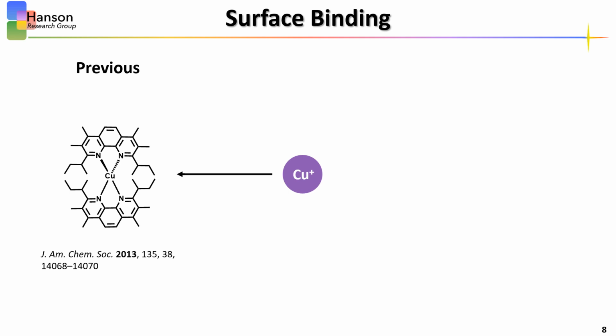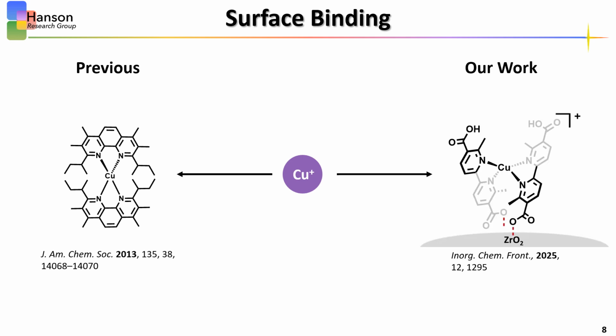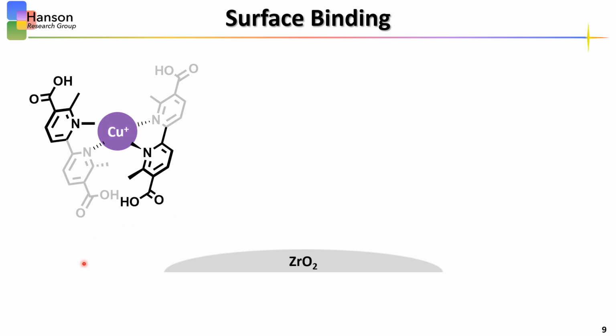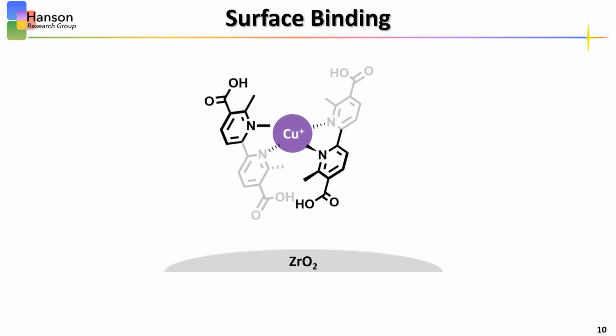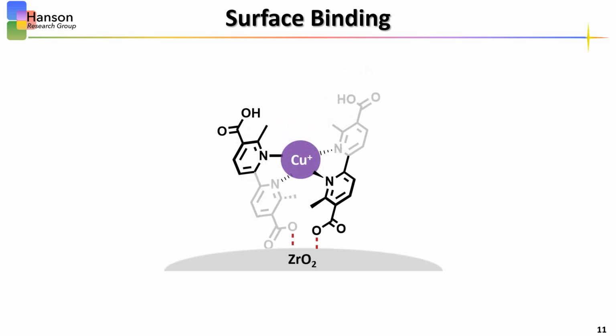So compared to the previous steric bulky groups, what we proposed is a surface binding strategy. To be more specific, when the copper complex is in solution, it is easy to distort. So we add anchoring groups, for example, a carboxyl group, to bind them to the metal oxide surface. By binding to the metal oxide surface, we hope it will inhibit distortion.